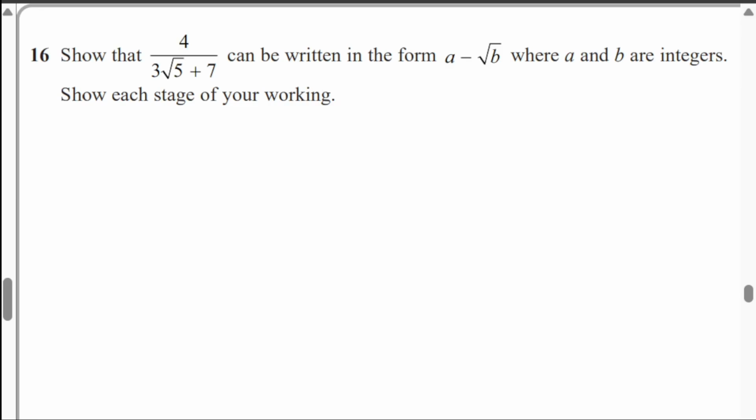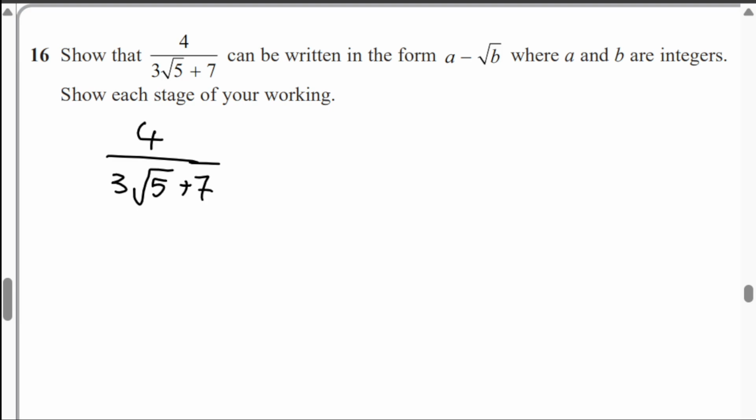Question 16 is 3 marks. The question says, show that 4 divided by 3 root 5 plus 7 can be written in the form a minus root b, where a and b are integers. That's good. Whenever you have a surd or a square root in the denominator, you multiply by the conjugate. This is rationalizing the denominator.